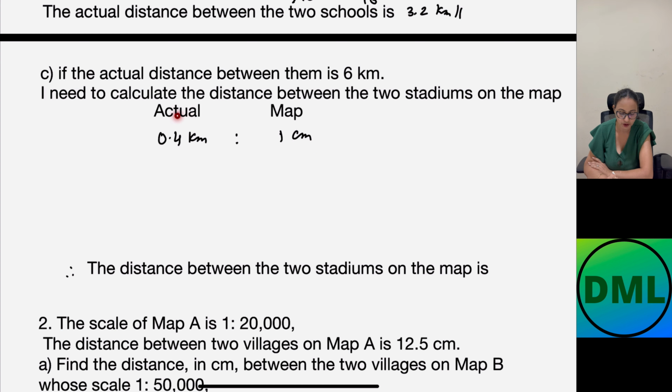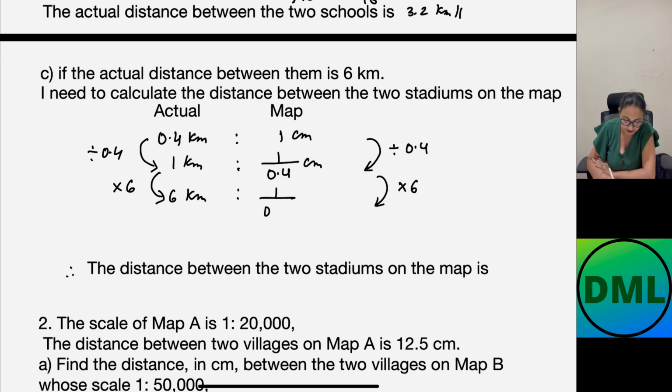I need to find out the answer for 6 kilometers. How are you going from 1 to 6? Which operation are you going to do? You are going to do multiplied by 6. The same operation I have to do here also, multiplied by 6. 1 over 0.4 multiplied by 6. I need to find out the answer for that. If you move this decimal 1 right, that means you are writing 10 in the numerator. This will be written as 60 over 4.